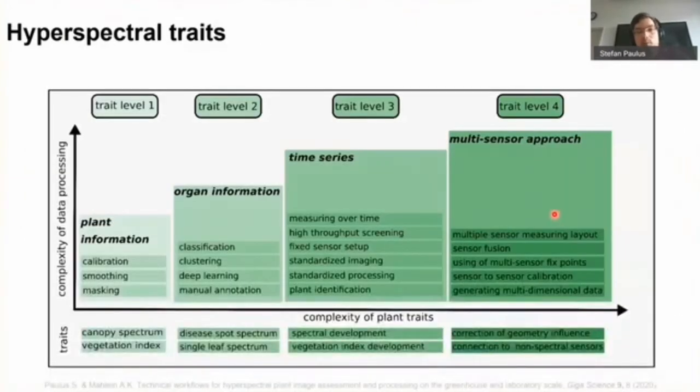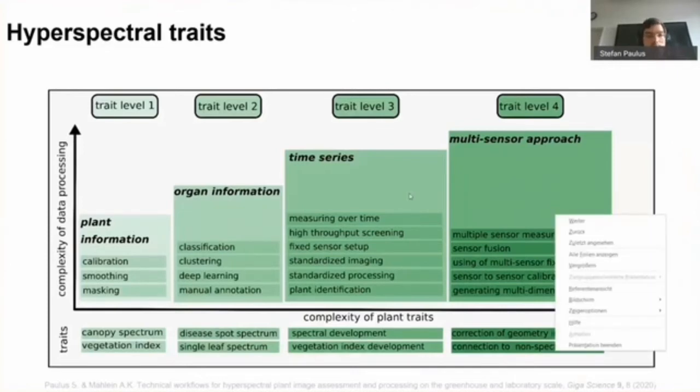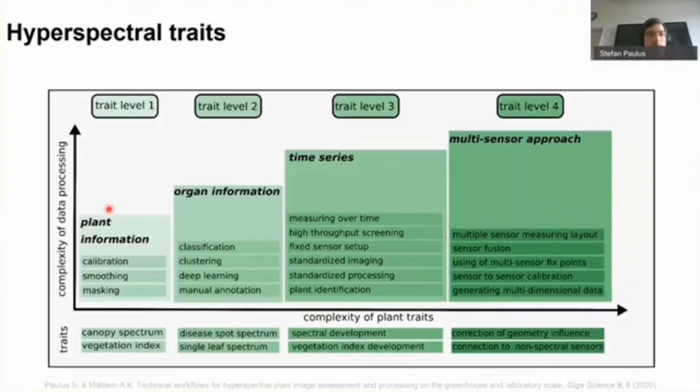If we talk about hyperspectral traits, I know a vegetation index is very basic. This graphic should show you that there are different levels of hyperspectral traits, and they differ in the complexity of the data processing you need to reach them. Trait level 1 means that we have a very basic analysis of the spectrum. We have, for example, the canopy spectrum, which means one measurement for the complete plant. This could also be a vegetation index.